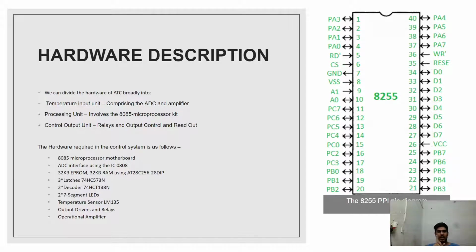Then we come to the temperature sensor that we have chosen for this particular endeavor, which is the LM135. We're going to look into it in just a moment. Then the output drivers and relays convert the output signal from the microprocessor and give it to the load, and then the operational amplifier, which we require to amplify the signal from the sensor to the ADC. This is the pin diagram for the 8255 PPI on the right hand side of the screen.